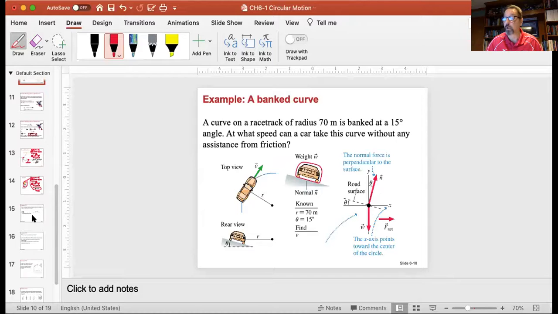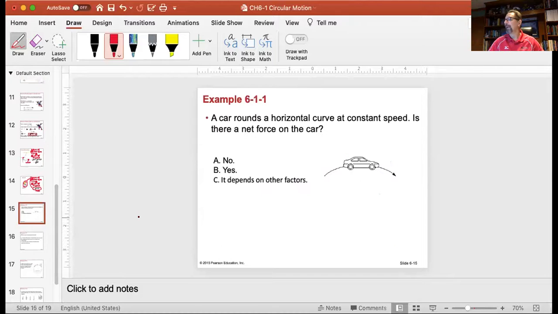Any others? That was a good one. Now, this car right here is actually going around in a circle. It almost looks like it's going over a bump. That's just a poor diagram, but I'll launch the poll here, and hopefully from what I've been babbling about, this is pretty straightforward. Is there a net force on the car as it goes around this curve?